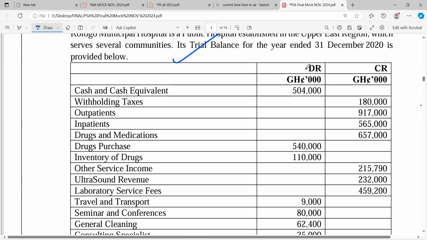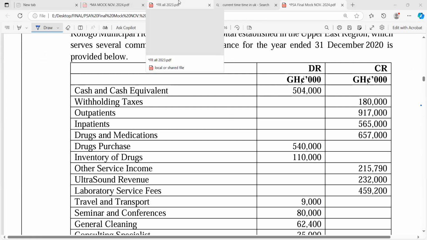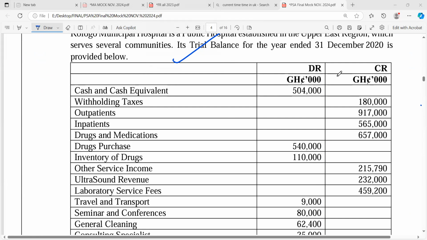Cash and cash equivalent, where will it go? Balance sheet. Good. Withholding tax, where will it go? Please add it to payable. It's a non-current liability.